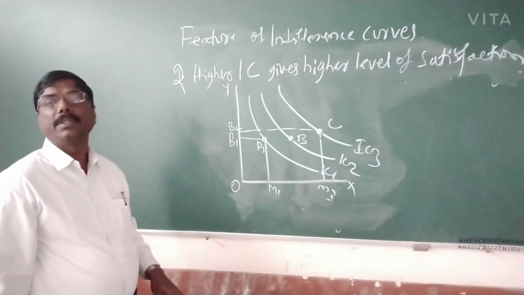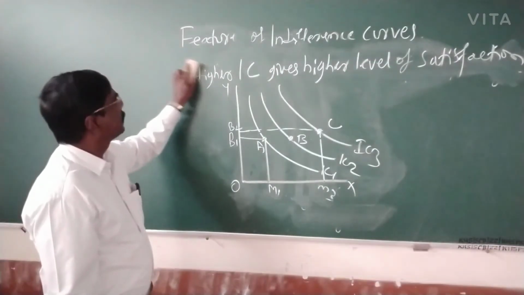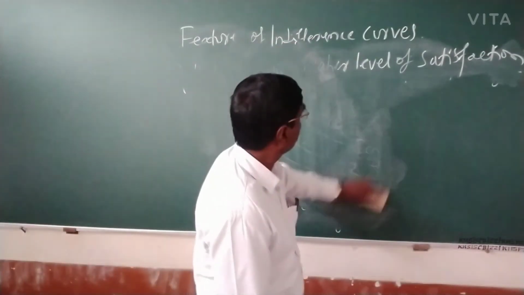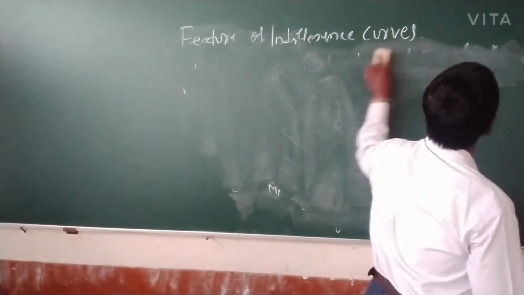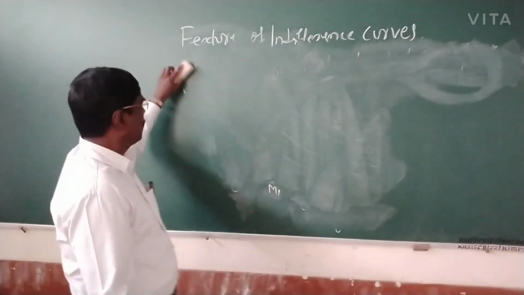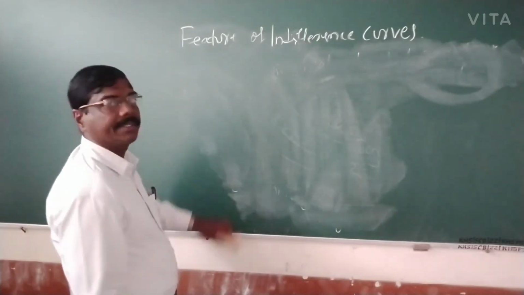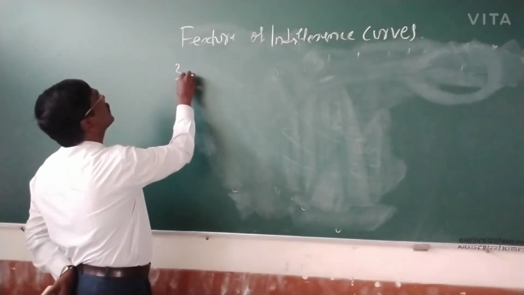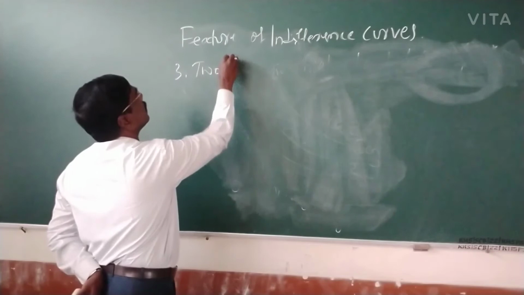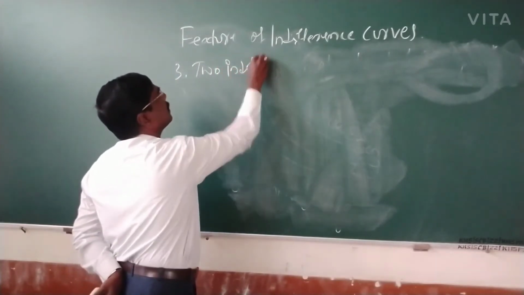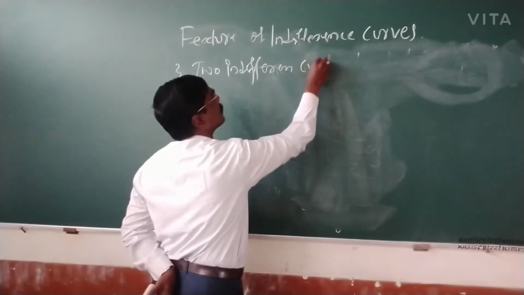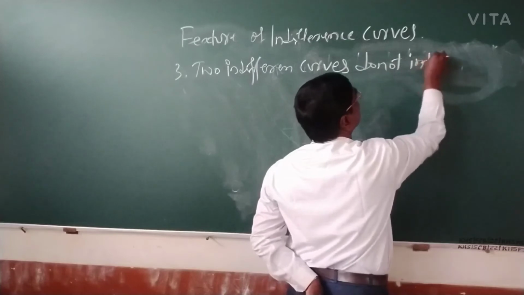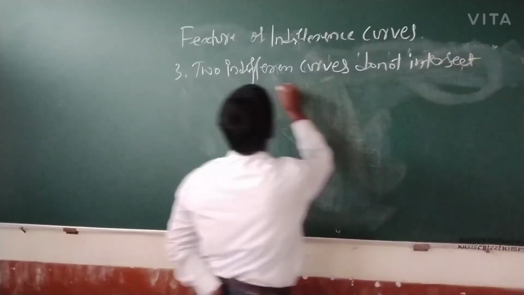Then we have the third feature of an indifference curve, that is, two indifference curves do not intersect each other. The third one is that two indifference curves do not intersect each other.